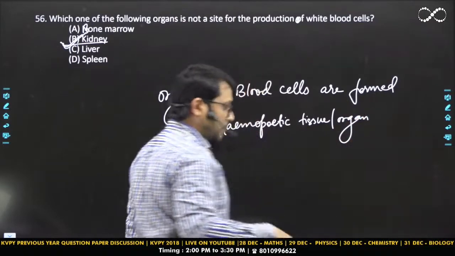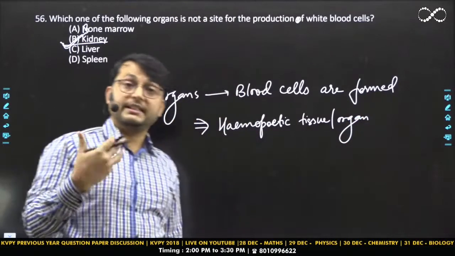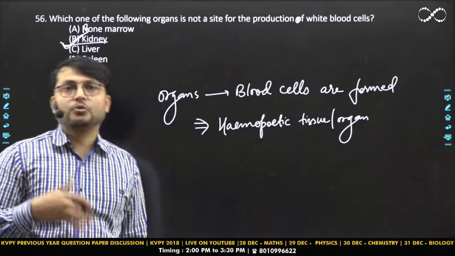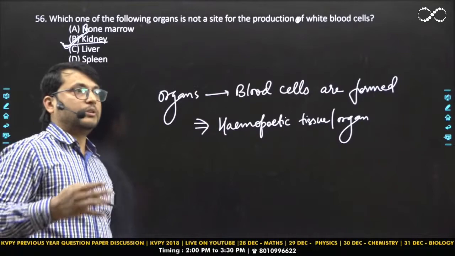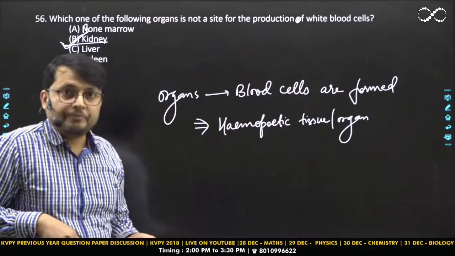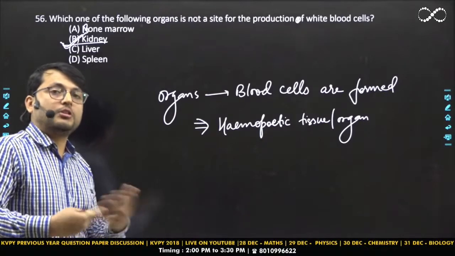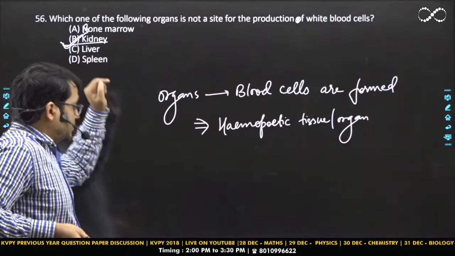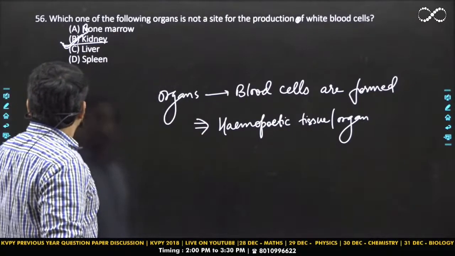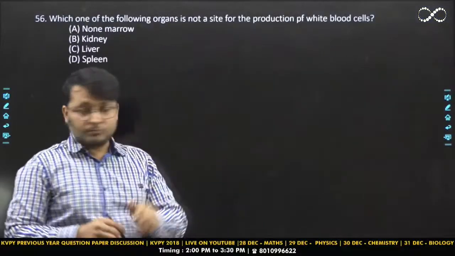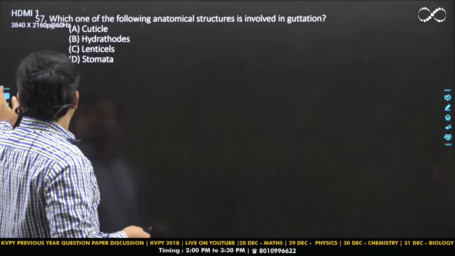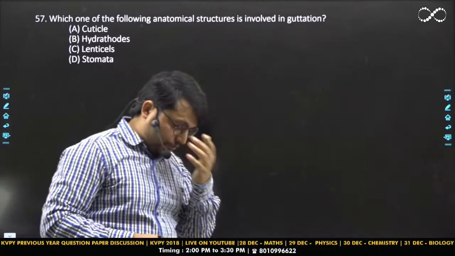Okay, the process of blood formation is called hemopoiesis. The site of hemopoiesis is called hemopoietic tissue or hemopoietic organ, right? So this question can be rephrased as, which one of the following is a hemopoietic organ, or which one of the following is not a hemopoietic organ, right? The answer would remain the same. Great. Okay. Very good. Well done. Let's move to the next question. The next question is question number 57, and it is about plant physiology, right?